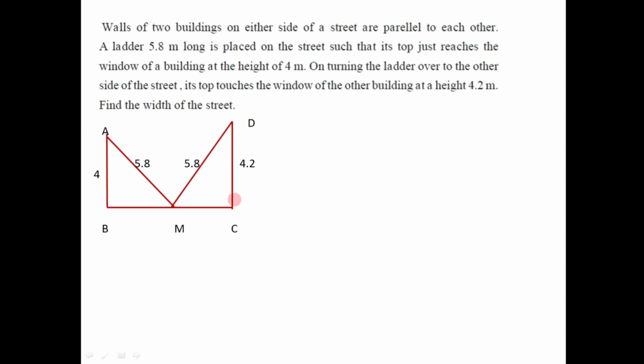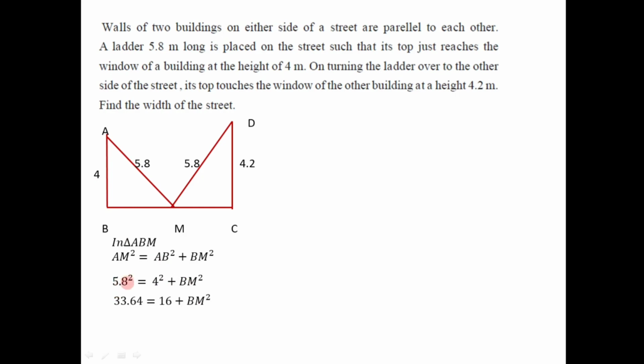Now, as these are the two buildings, they must be perpendicular to the street. That means AB must be perpendicular to BC and DC must be perpendicular to BC. So we have triangle ABM, which must be a right angle triangle, and in that we can use the Pythagoras theorem: AM square, that is hypotenuse square, is equal to side 1 square plus side 2 square, that is AB square plus BM square. Now AM is 5.8, so 5.8 square is equal to AB, which is 4, that square, plus BM square.